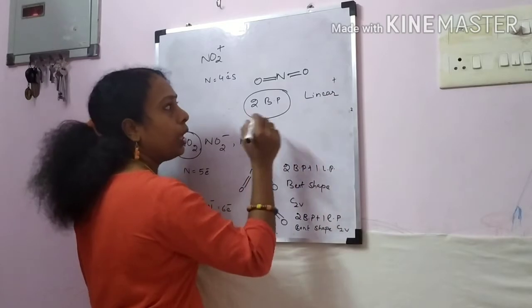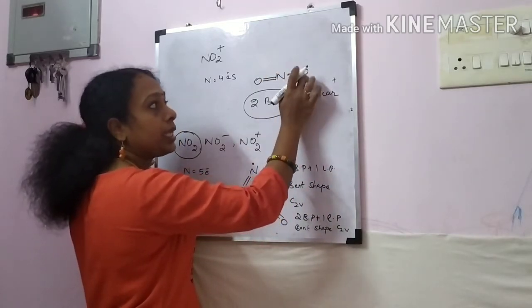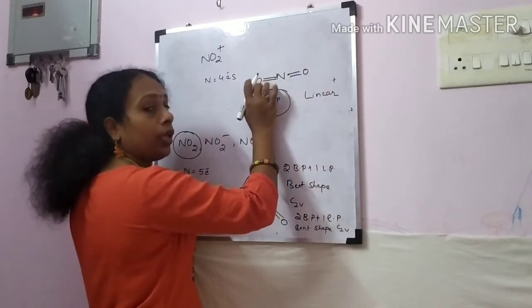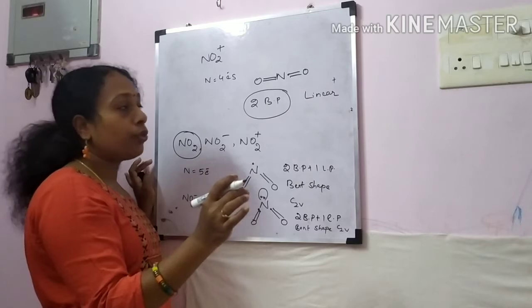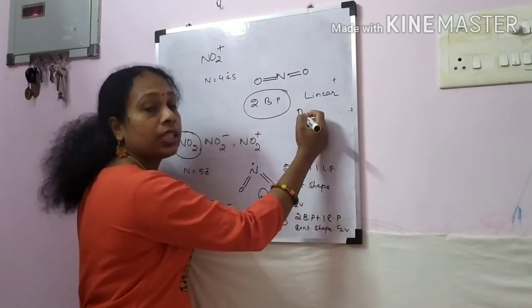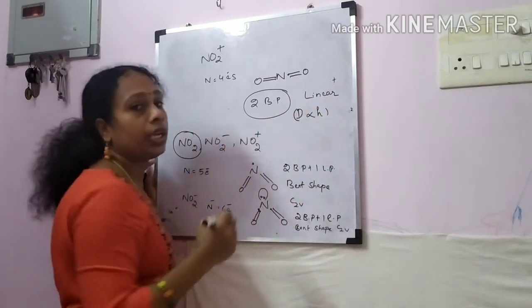a linear shape molecule. And here there is a center of inversion present, equal distance, same atoms. You can find from nitrogen, equal distance oxygen. Here also oxygen is there. So the center of inversion is present. If a linear molecule has the center of inversion, it belongs to the point group D infinity H.